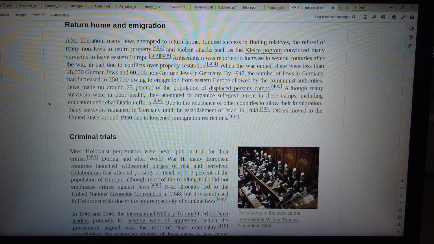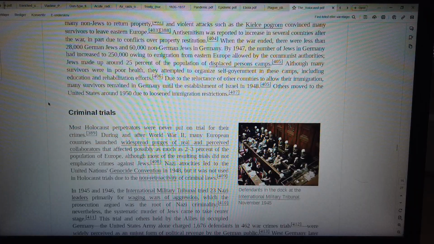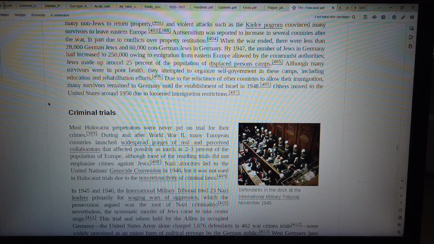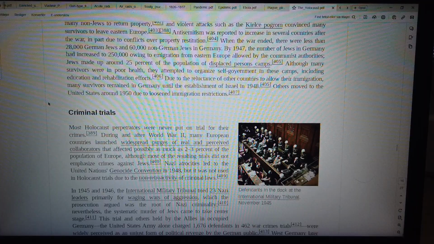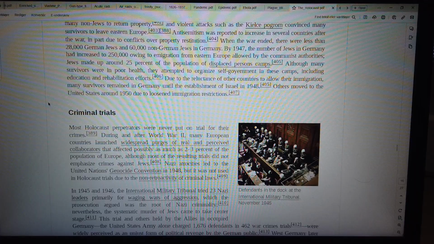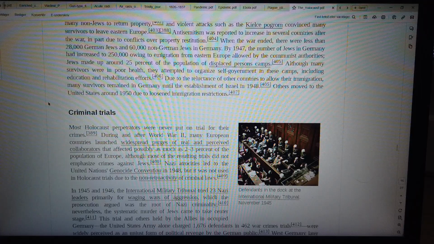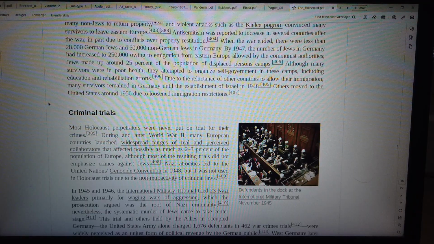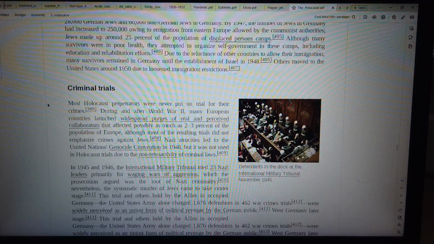Antisemitism was reported to increase in several countries after the war, in part due to conflicts over property restitution. When the war ended, there were less than 28,000 German Jews and 60,000 non-German Jews in Germany. By 1947, the number of Jews in Germany had increased to 250,000 owing to emigration from Eastern Europe allowed by the communist authorities. Jews made up around 25% of the population of displaced persons camps.